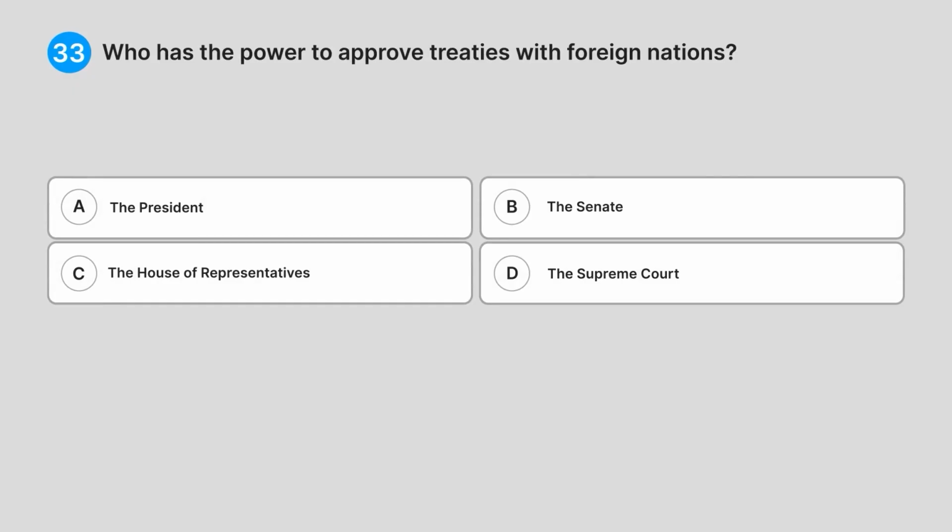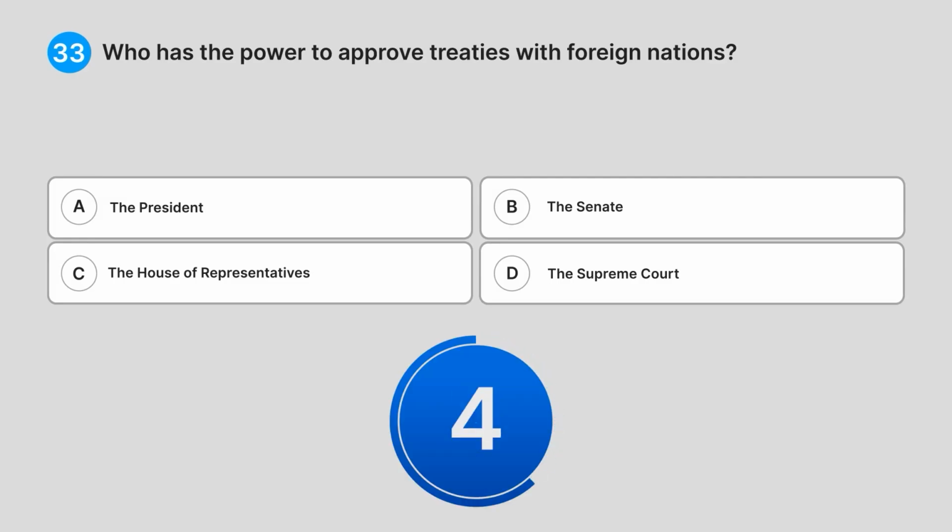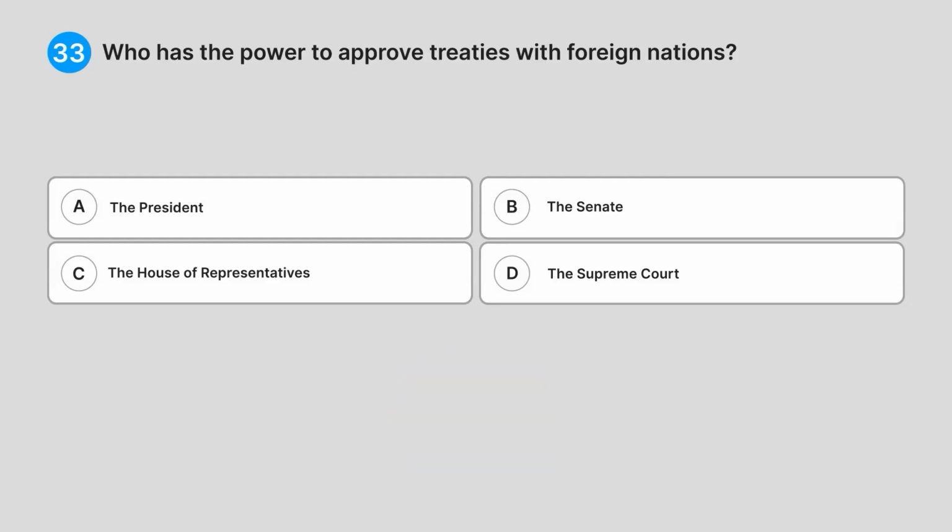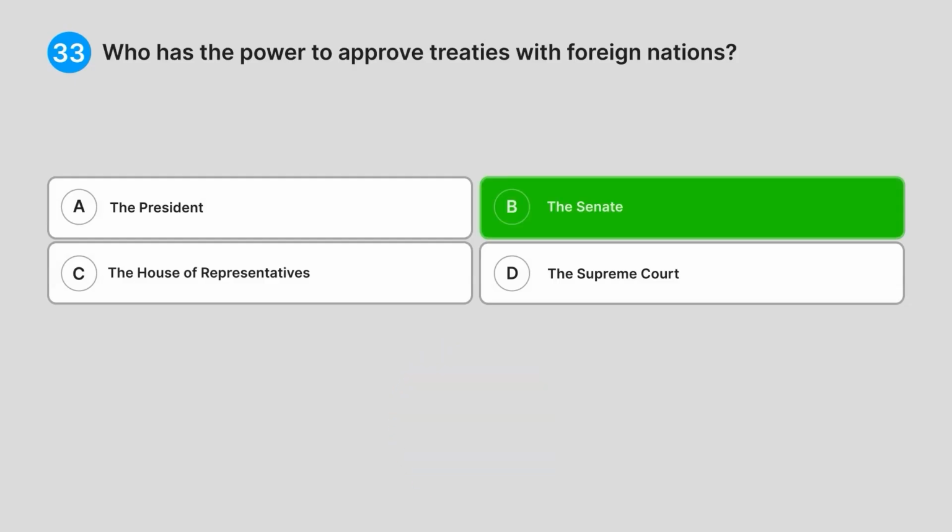33. Who has the power to approve treaties with foreign nations? A. The President. B. The Senate. C. The House of Representatives. D. The Supreme Court. Can you guess the answer? Correct answer, B. The Senate.